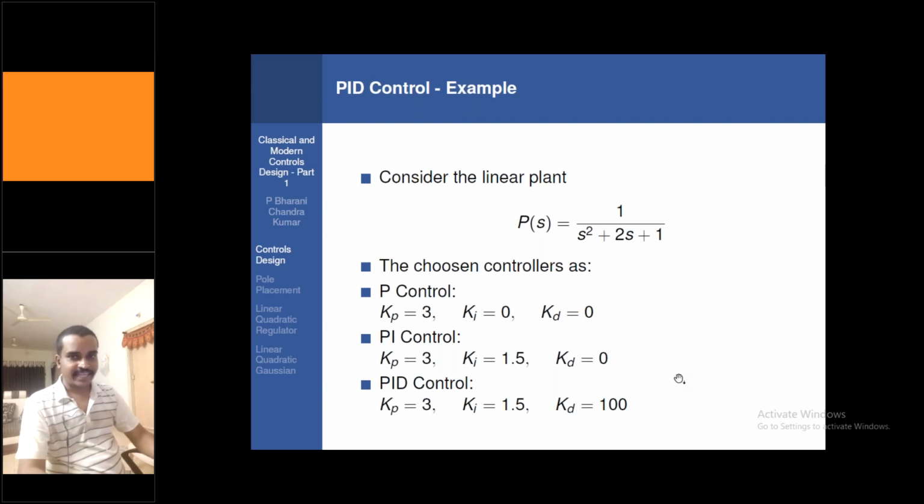So once again, I'm repeating, this is my plan. First, I will design the P controller, then PI, and then PID controller. And then I will show you what is going to happen. So this is the response.